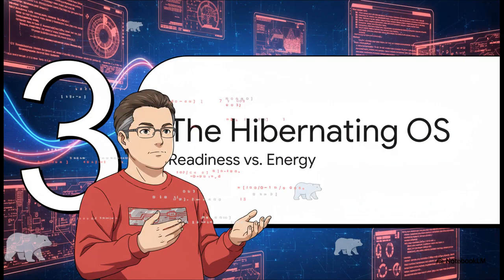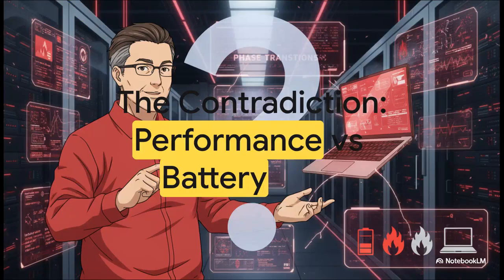All right, let's look at another example, one that you probably use every single day without even thinking about it, the hibernating OS on your laptop. This is just a perfect example of solving that kind of tough contradiction. And what's the contradiction here? It's the classic battle, performance versus battery life. You need your laptop to be a beast when you're doing heavy work, but you also need that battery to last the whole day. If you leave it running full tilt, the battery dies in no time. But shutting it down completely means you have to wait forever for it to boot back up.